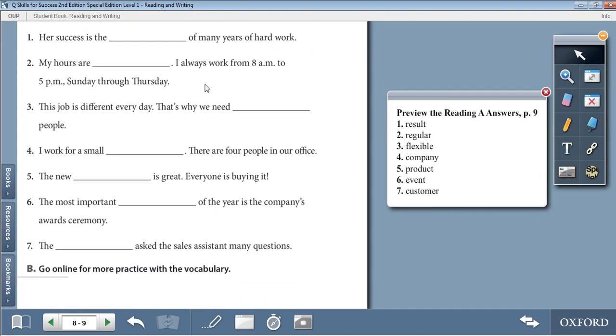Number 1, her success is the result. So you write in number 1, result of many years of hard work. 2, my hours are regular. I always work from 8 a.m. to 5 p.m. Sunday through Thursday. 3, this job is different every day. That's why we need flexible people. 4, I work for a small company. There are 4 people in our office. 5, the new product is great. Everyone is buying it. 6, the most important event of the year is the company's award ceremony. 7, the customer asked the sales assistant many questions.